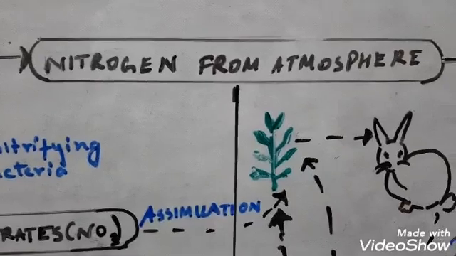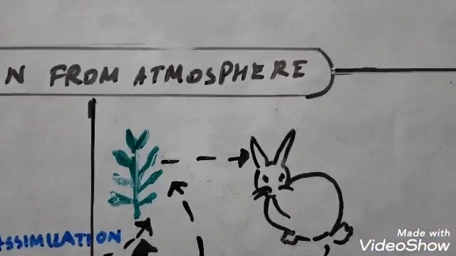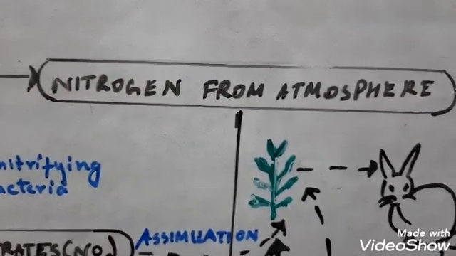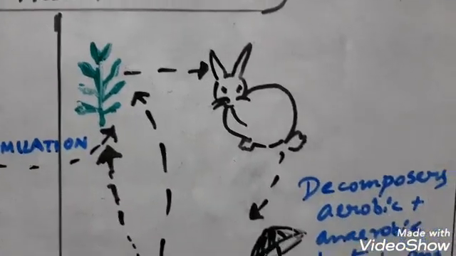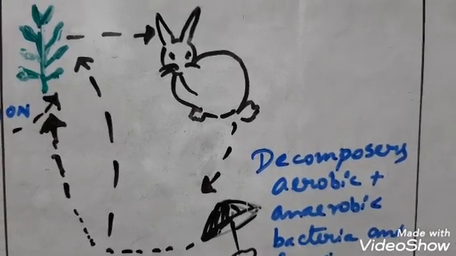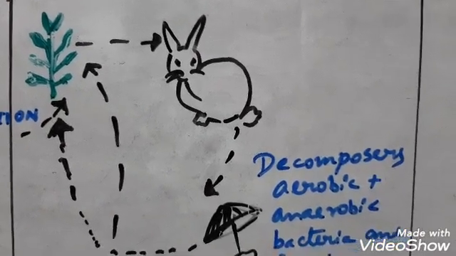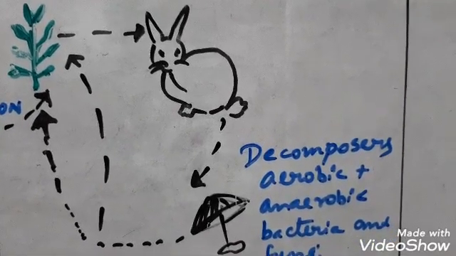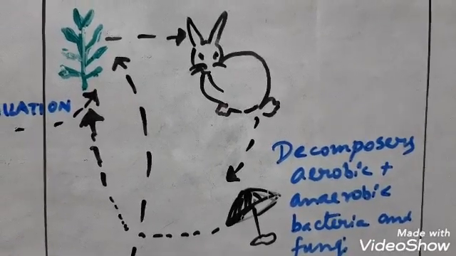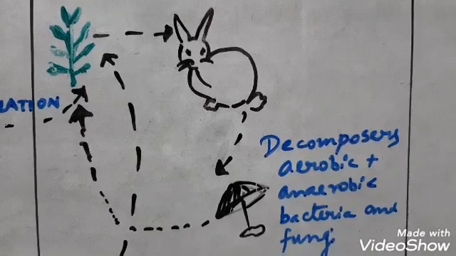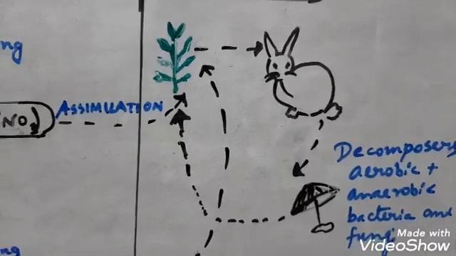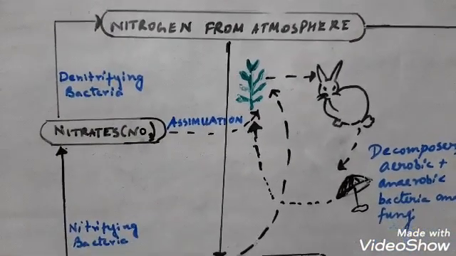Now animals that feed on plants directly utilize this protein and other nitrogen components for various purposes in their body. So when the animal and the plant both die, the decomposers like anaerobic and aerobic bacteria as well as fungi decompose the dead bodies of the decaying plant and animal and convert them into nitrogenous waste. So how does this conversion take place? First, this is converted into ammonia and ammonium salt by the process of ammonification, and finally to nitrate again. So nitrate from the soil is absorbed by the plant again.